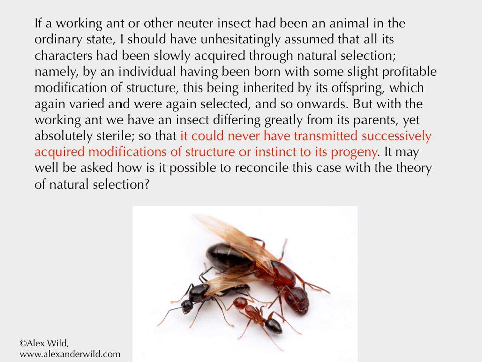So again, how can traits like sterility be selected for and passed on, even though they have no offspring?